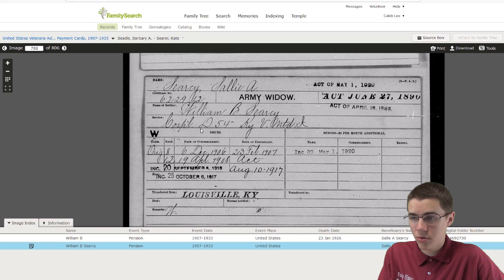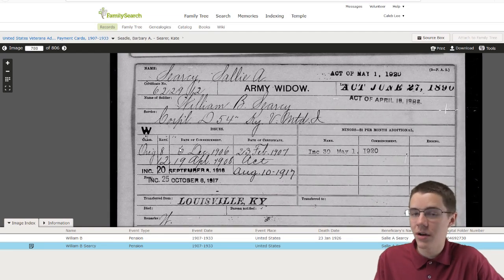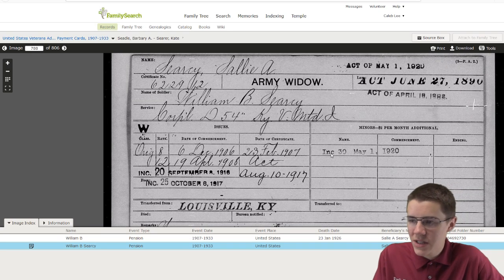Searcy, Corporal, D54, Kentucky. The important thing to figure out here is whether this is a record of William B. and Sally, because that's what this is at this point. We've got a lot of dates over here, and this is probably the amount that she was paid. The earliest one is the 6th of December, 1906.